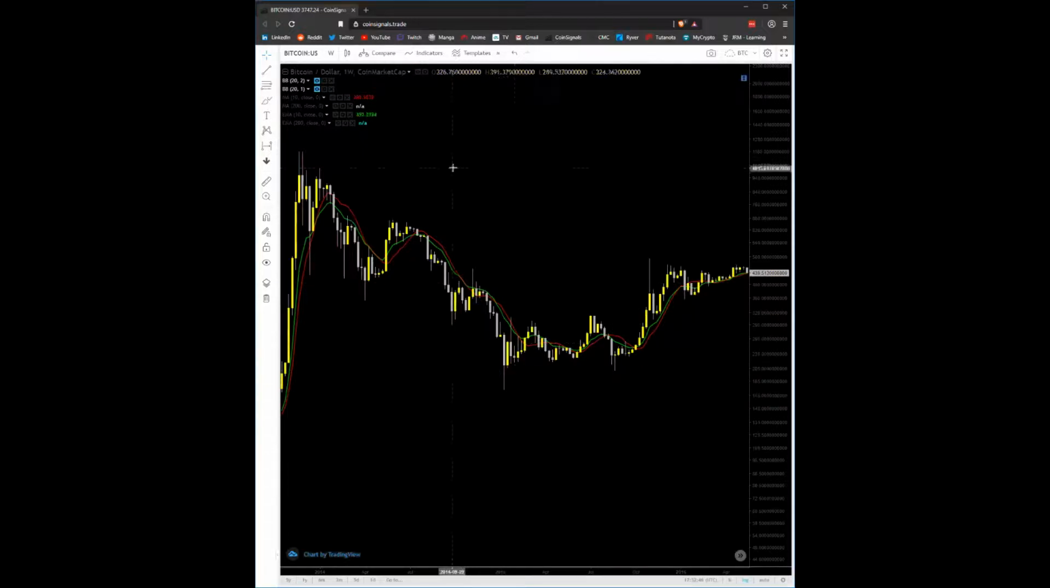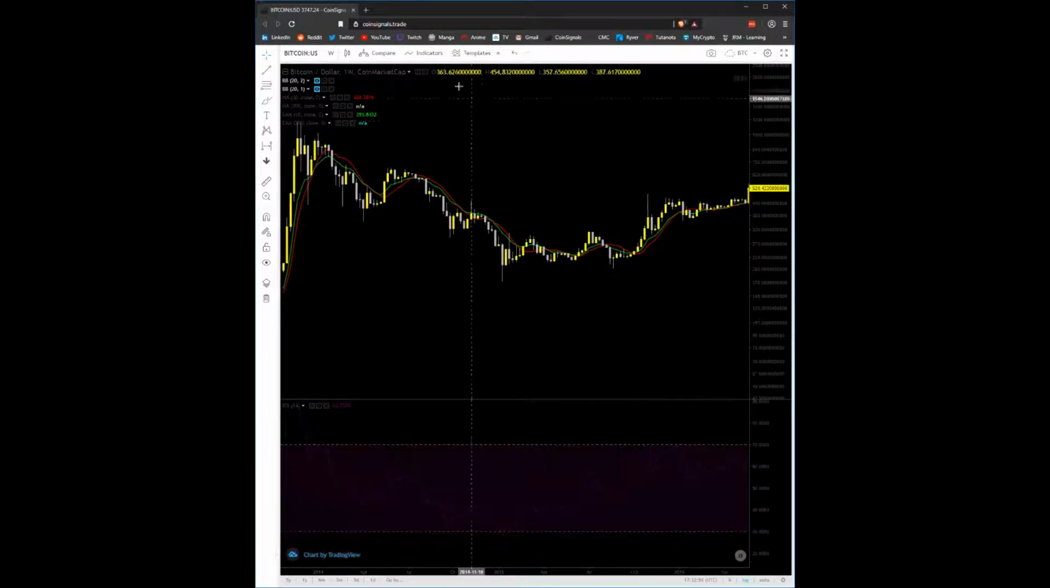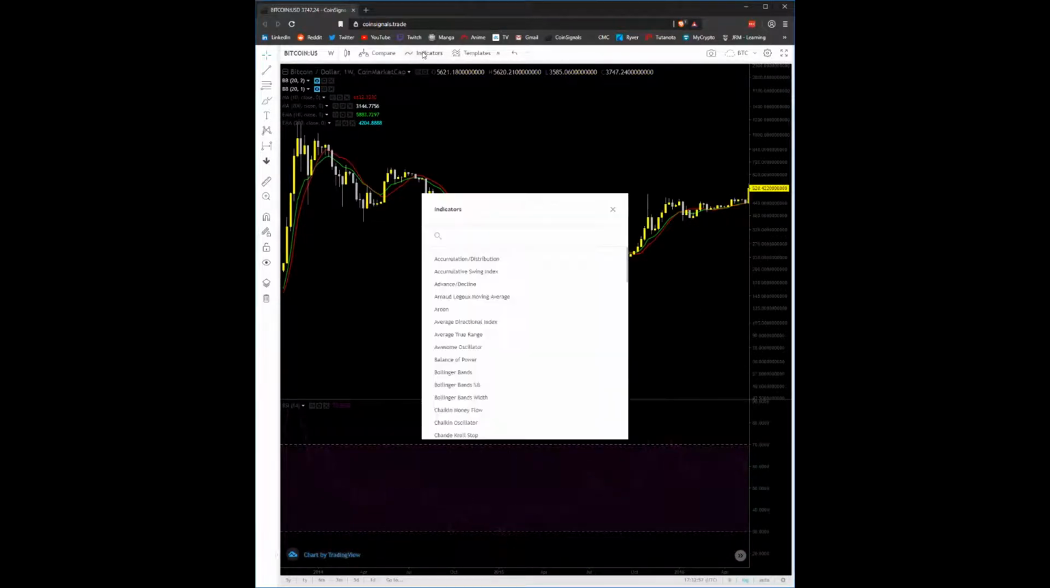Okay. So next up, we're going to talk about one of those indicators, which is the relative strength index. And you can see that right down here. I've added this to my chart. If you don't know what I'm talking about, indicators, RSI, right there at the top, relative strength index.